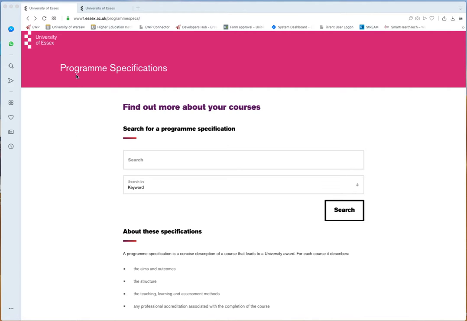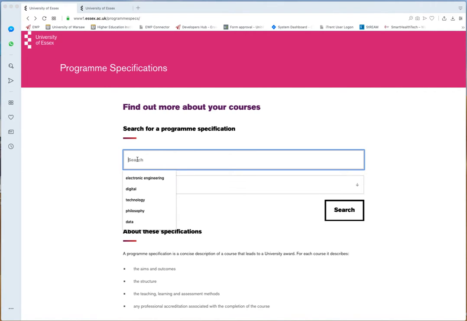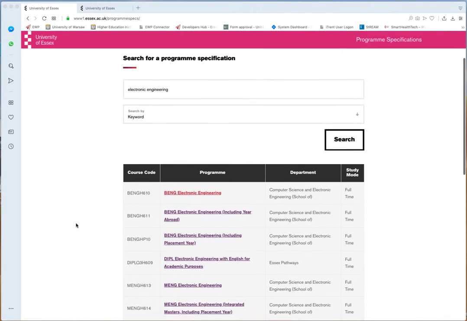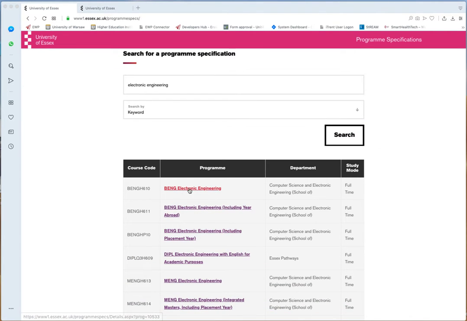So here we have the program specification catalogue at the University of Essex, and I'm going to search for a degree within this, and I'm going to pick one that I'm familiar with, electronic engineering. So if I search for this degree, then I'll find a list of things that are relative to that, but I'm going to pick this Bachelor's Engineering course, BEng Electronic Engineering.